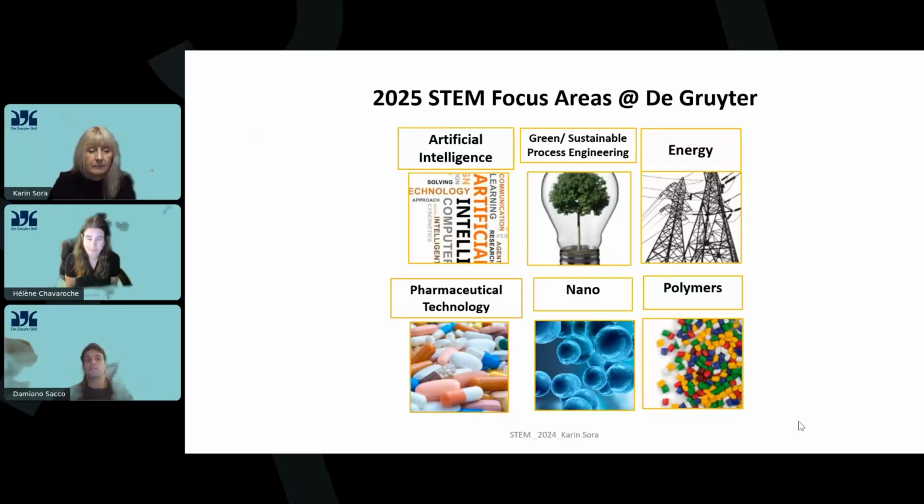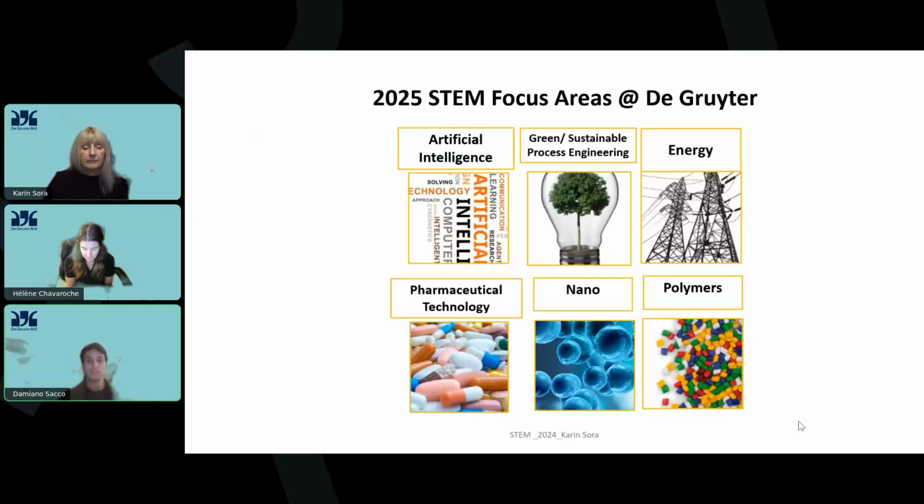And in 2025, these were artificial intelligence and green and sustainable process engineering. And then we had energy, and we had pharmaceutical technology, we had nano, and we had polymers. So I will start talking about a few of these, and then my colleague Elaine will take over and talk to you about the rest. So most likely you will find that your research may fit in one of these focus areas, and so of course we would be very happy to receive your content and publish it.